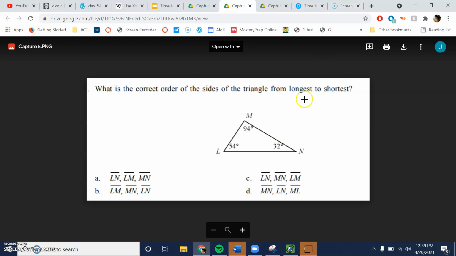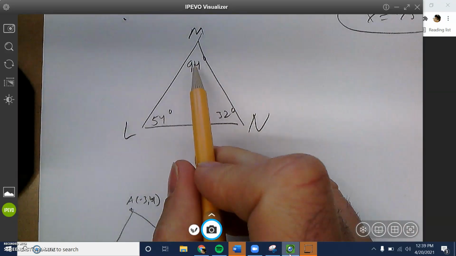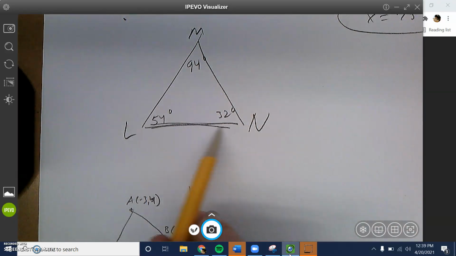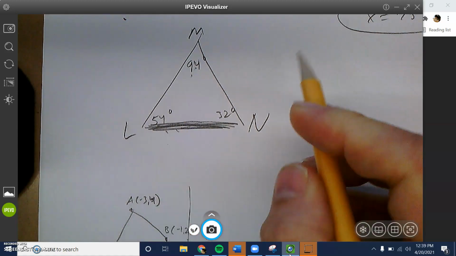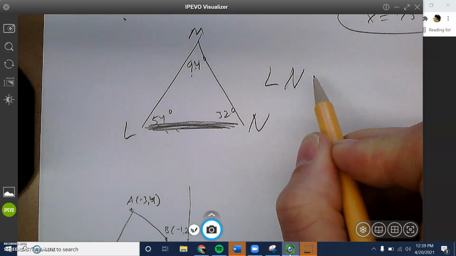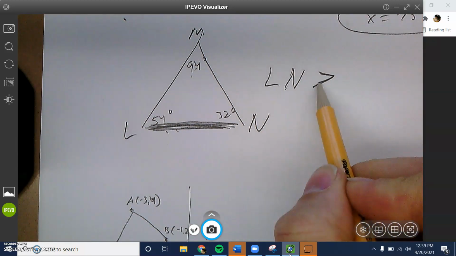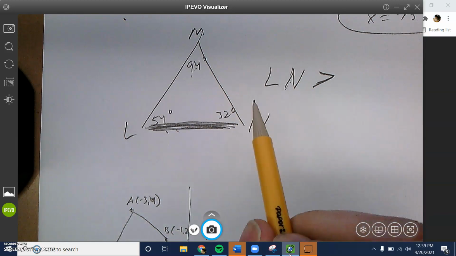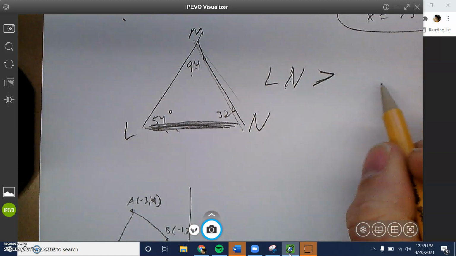Longest to shortest sides. Ready, set, go. Okay, let's see. So here's our picture right here. The longest side would be opposite this 94 degrees because that's the biggest angle. So LN is the biggest side. Pac-Man is the bigger man, so I'm going to switch the inequalities this way. Next biggest side, what's the next biggest angle? Yeah, 54. So that can be MN.